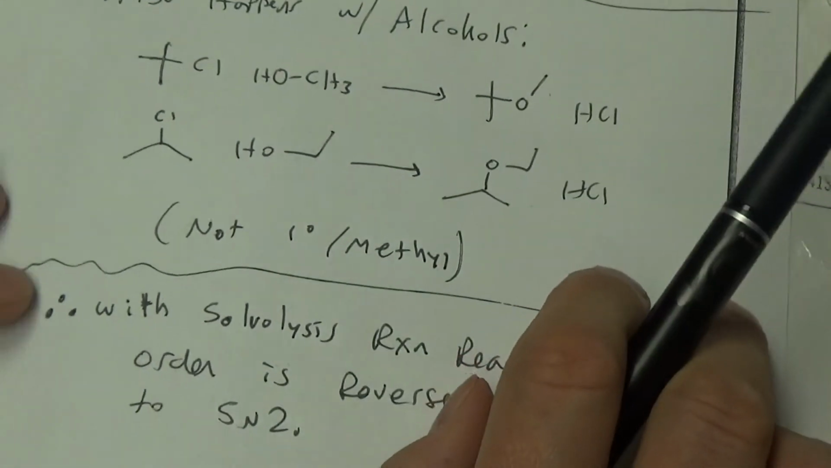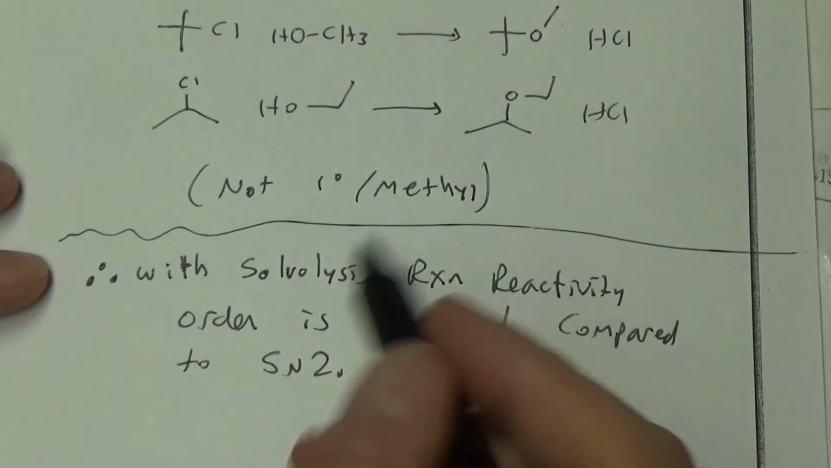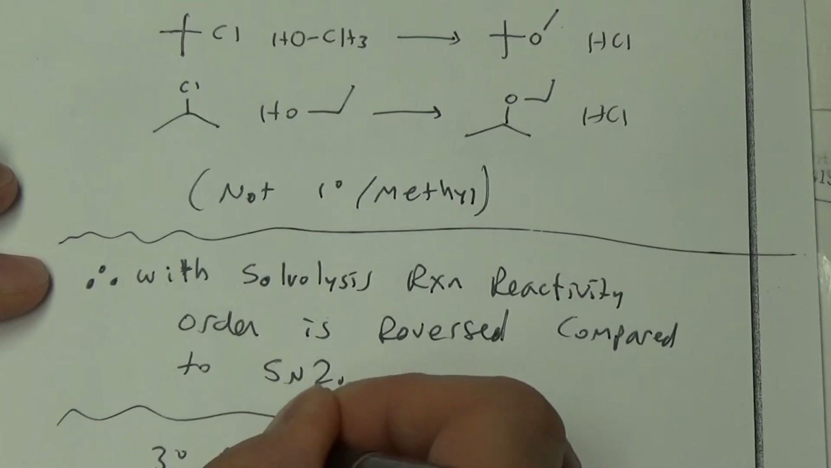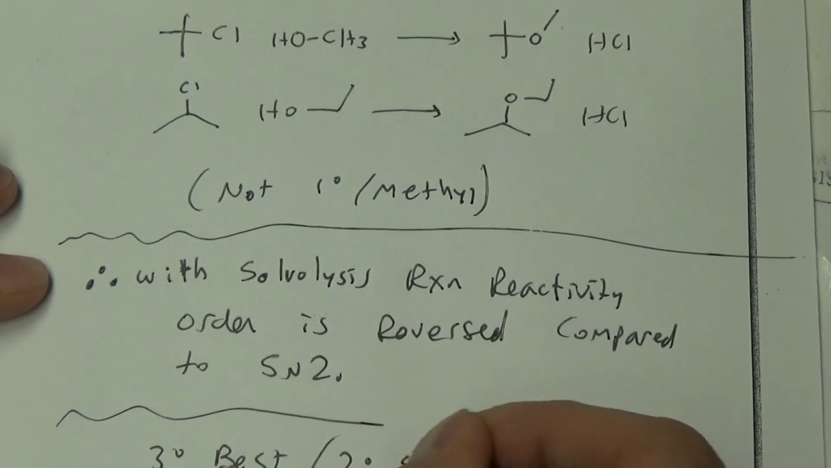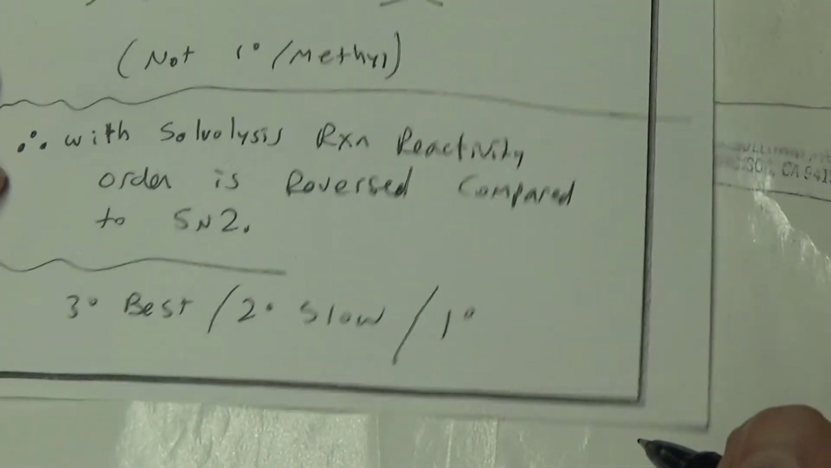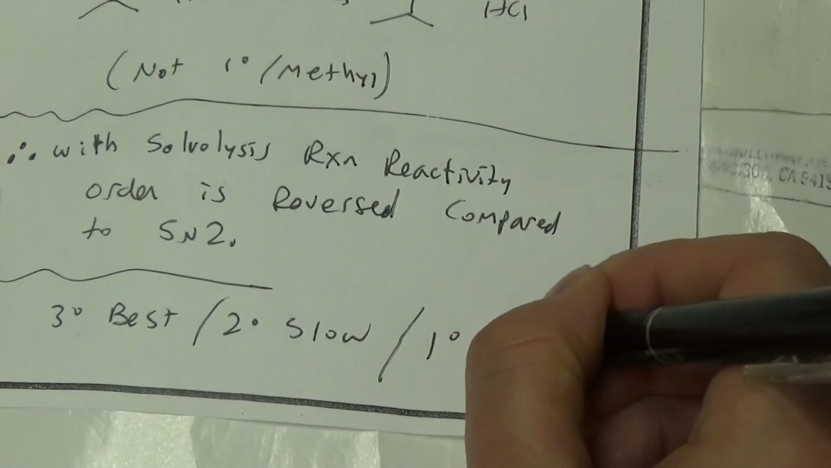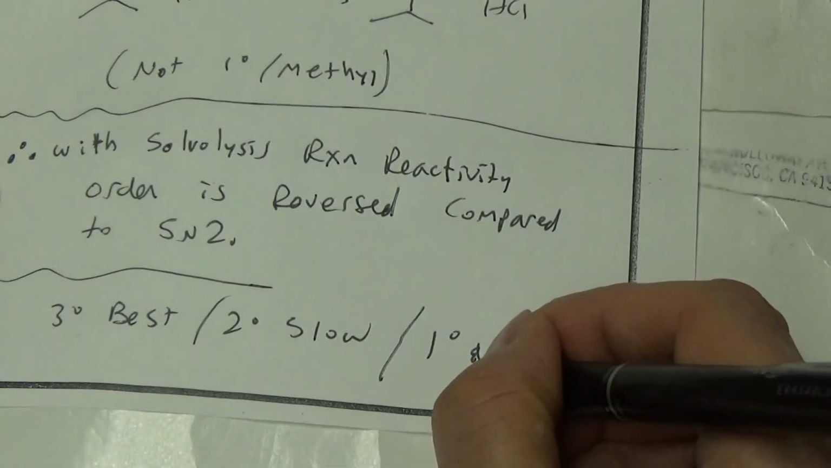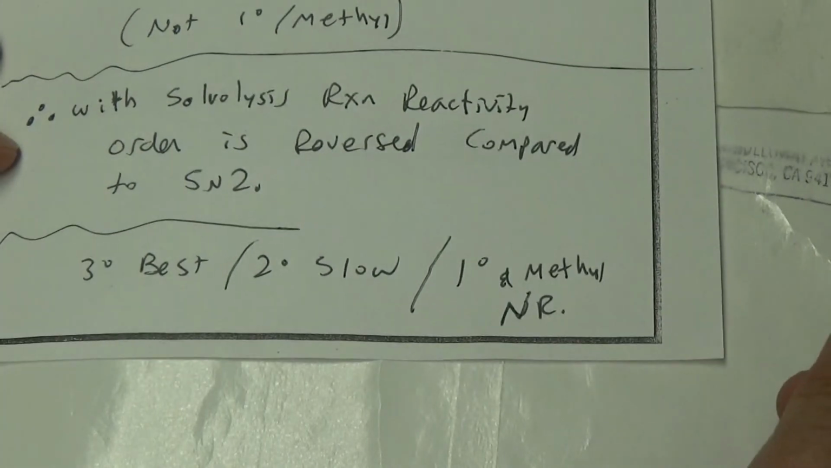Okay. So with solvolysis, tertiary best, secondary slow but viable, primary and methyl NR. No reaction for primary and methyl for the solvolysis reaction.